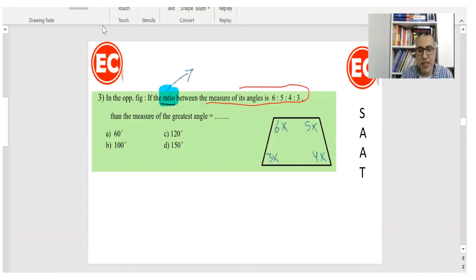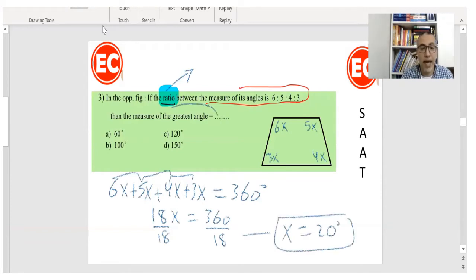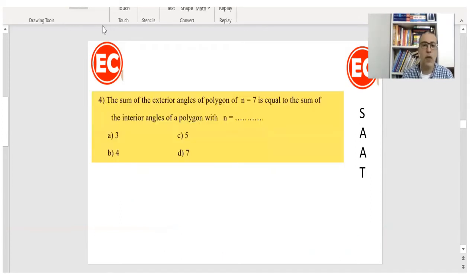So what is the sum of these interior angles? The sum of 6x, 5x, 4x, 3x is equal to 360. So 6 plus 5 plus 4 plus 3 is 18x, which is equal to 360. Divide both sides by 18, so x is equal to 20. He is asking for the greatest angle, and he may ask for the smallest angle. So I figured out the value of x, and the greatest angle is 6x. So 6 multiplied by 20 is 120 degrees. 120 degrees.